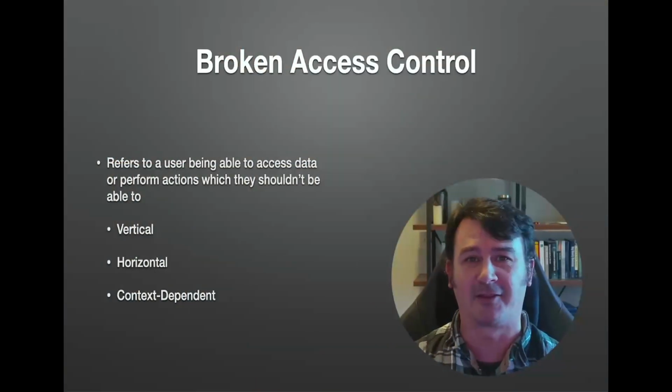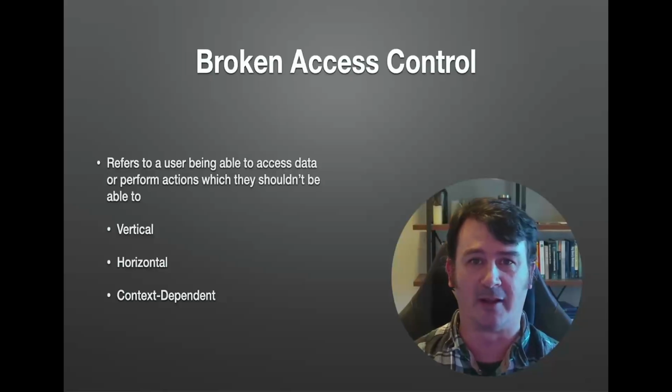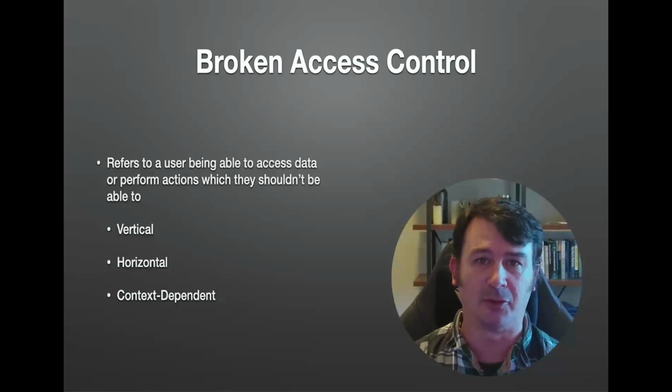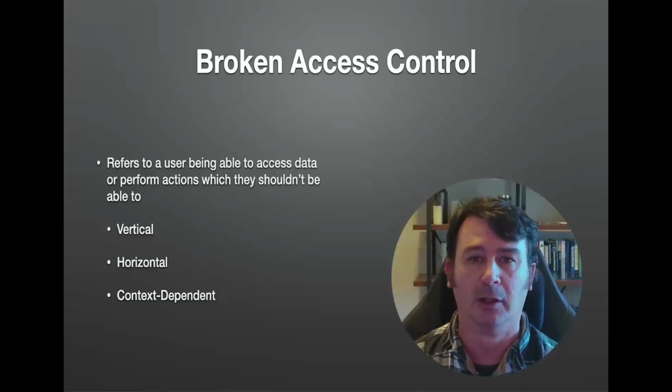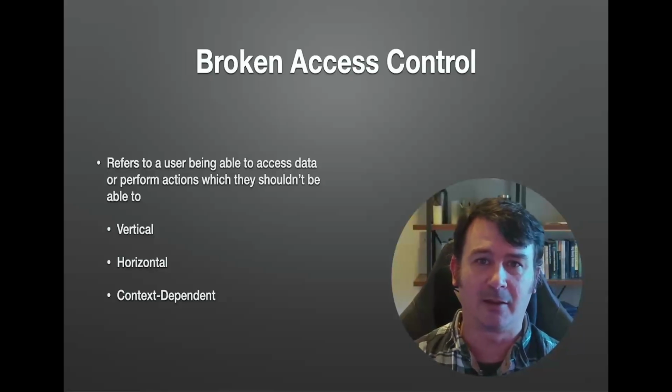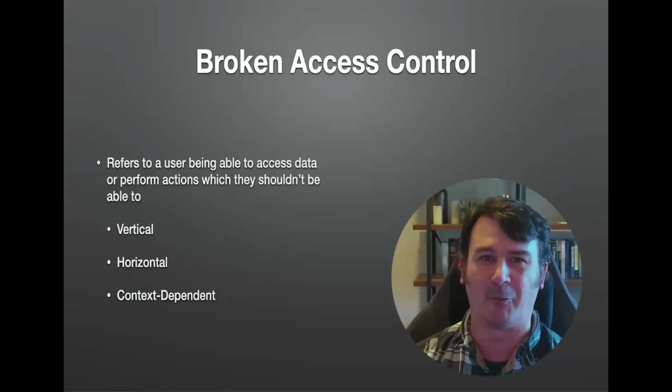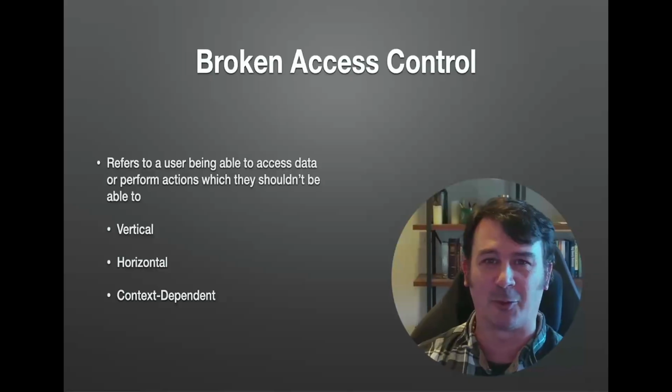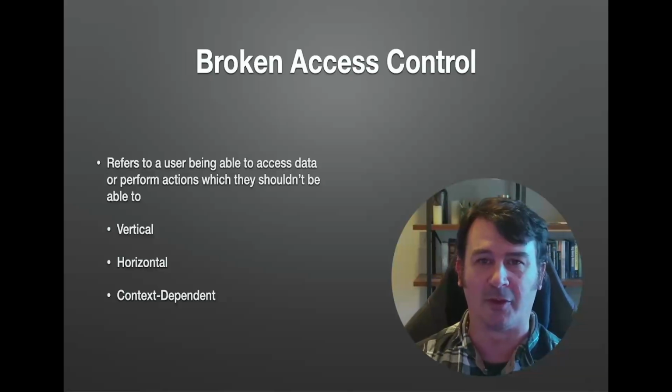Broken access control is exactly what it sounds like. It really just refers to a user being able to access data or perform actions that they're not supposed to be able to do. Here you've got a few different types. This isn't an all-inclusive list, but you have vertical access control issues, where a user might be able to perform some sort of admin actions that they're not supposed to be able to do.